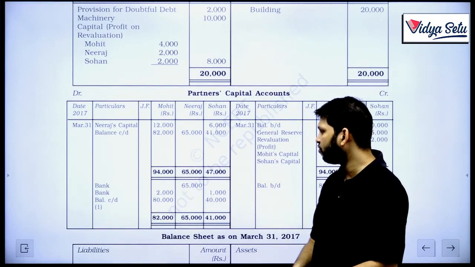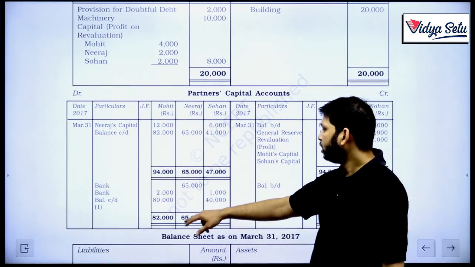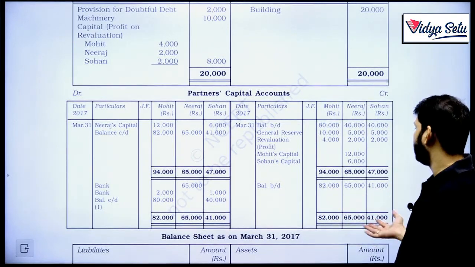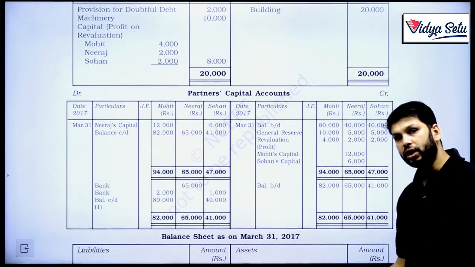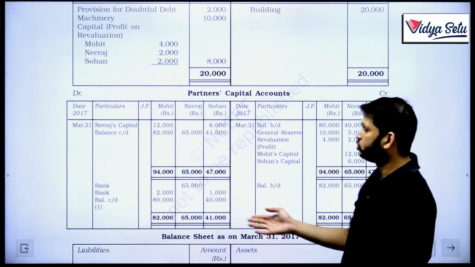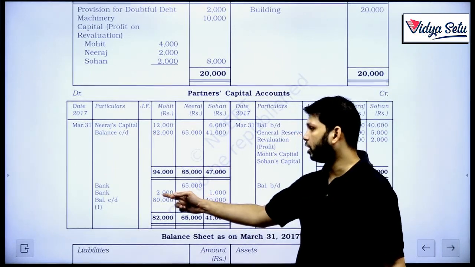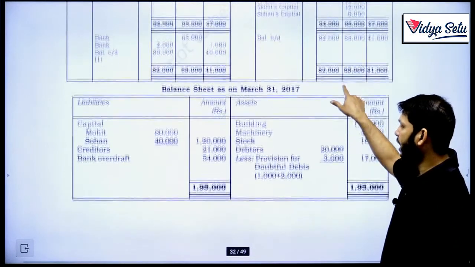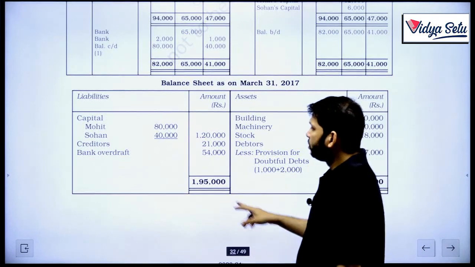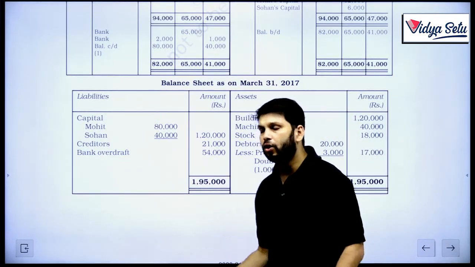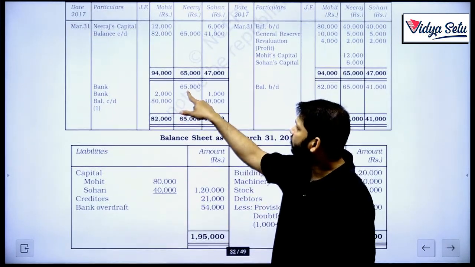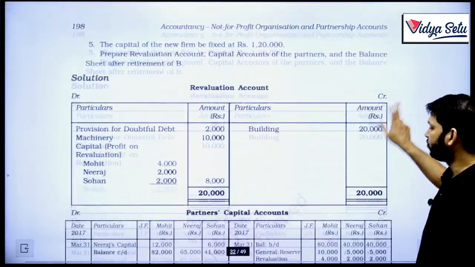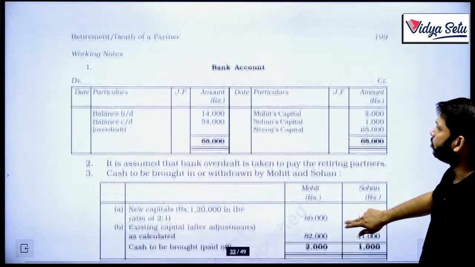So he will be paid out of bank, but see, his capital was 82,000 and his capital was 41,000. We wanted this to be 1,20,000 fixed, that too in the new ratio, that comes to 80 and 40. So he is going to take out 2, he is going to take out 1, and accordingly the balance sheet. Why did the bank overdraft come? Because here he has been given 65,000. We did not have that much cash. How much cash we had, we'll just see in the bank account.